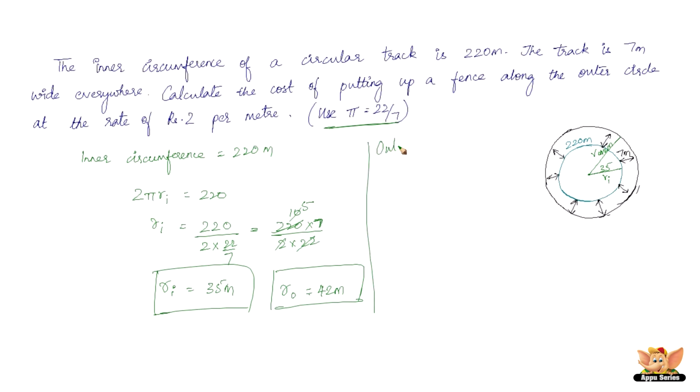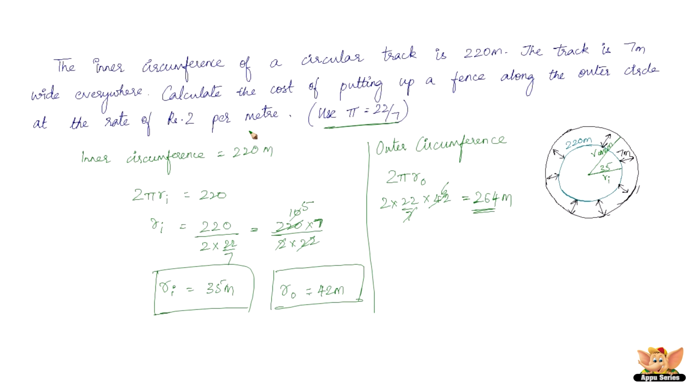So let's find out the outer circumference. The outer circumference will be given by 2 pi r naught, that is equal to 2 times 22 by 7 into 42. So 7 times 6 gives you 42. So multiplying 2 times 22 times 6 gives you 264. So the outer circumference is 264 meters.